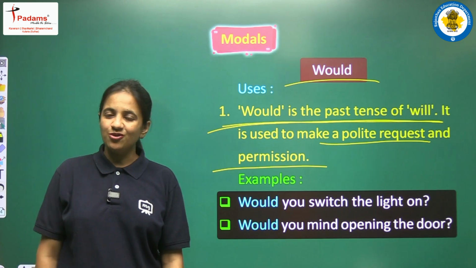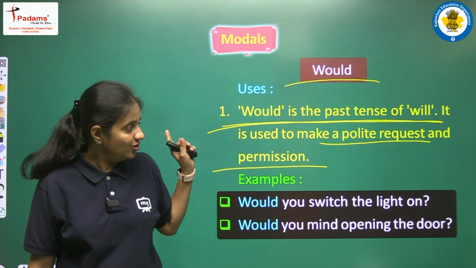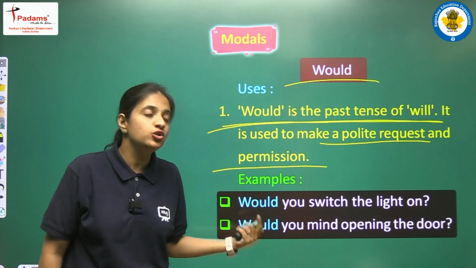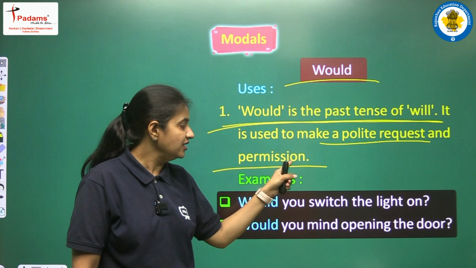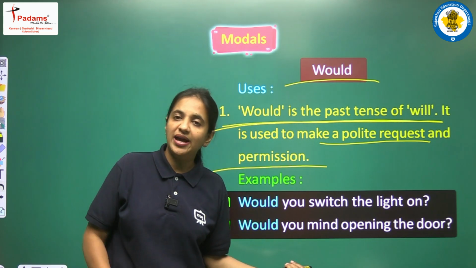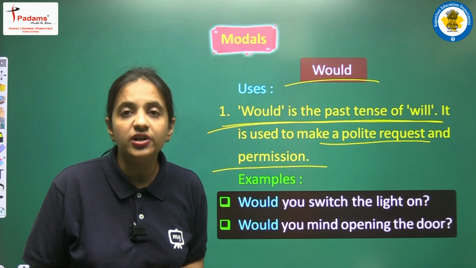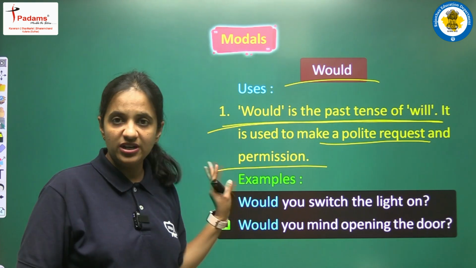It is used to make a polite request and permission. So the first use of would we are having here: it is used to make any kind of polite request, or whenever we are asking permission in a very polite manner, then we can use would in a sentence. Let's see the examples to clear this point.